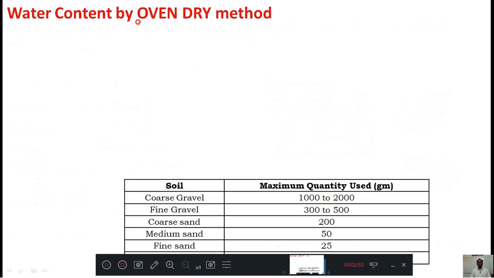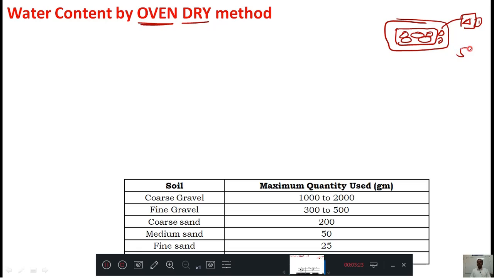Now see here, oven dry method. What does oven mean? You might have seen one in a bakery. A small setup with a door. You put your cheese or bread or samosa inside, and then you switch it on. After 5 or 10 minutes, hot air comes inside and cooks it. This is what an oven is.